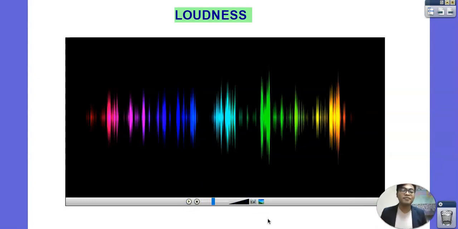So what have you observed with the sound? Exactly, when I turn the volume up, the loudness becomes higher. It becomes too loud. If I put the volume a little bit lower, the sound becomes softer. So we call that loudness.